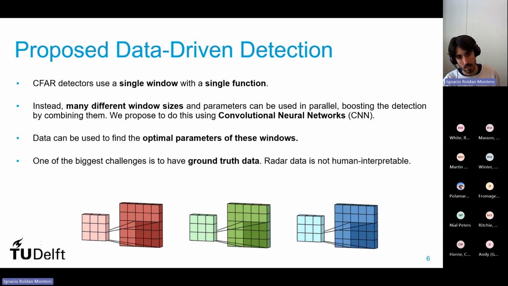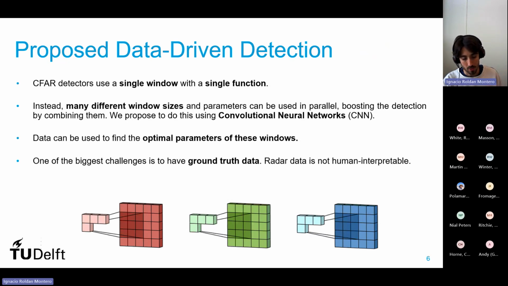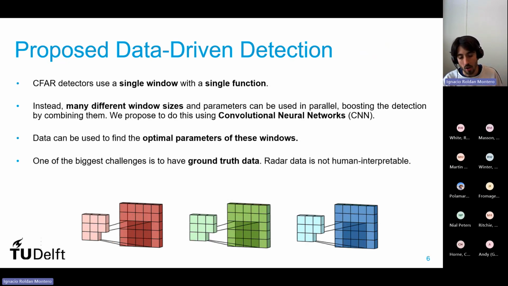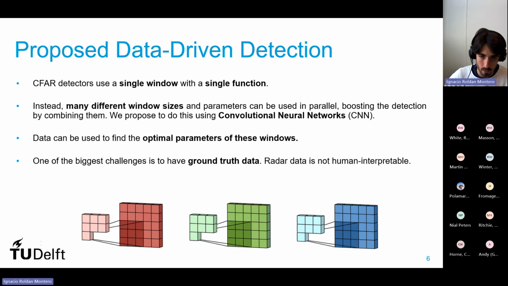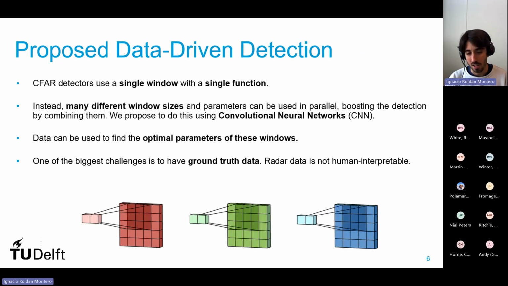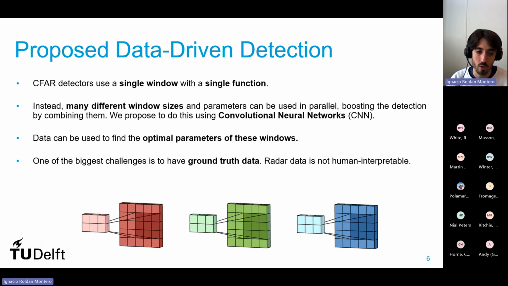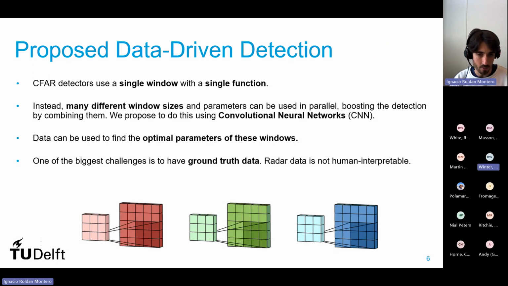But then we have a problem. When you have data and you want to train a machine learning algorithm on it, you need ground truth. And there are two problems here. First, radar data is not human interpretable. If I show you a 4D radar cube, you are not going to be able to distinguish what's inside. So we cannot manually label things.